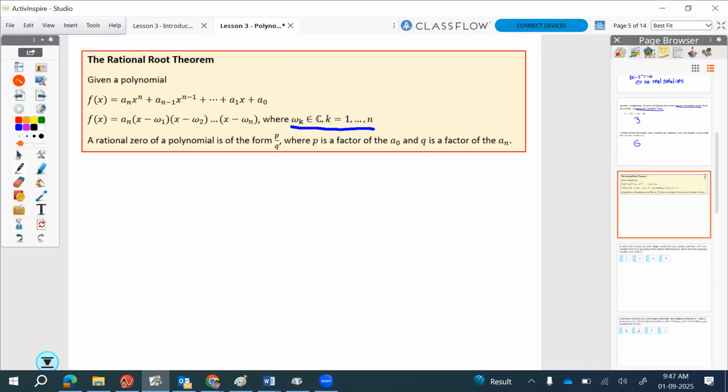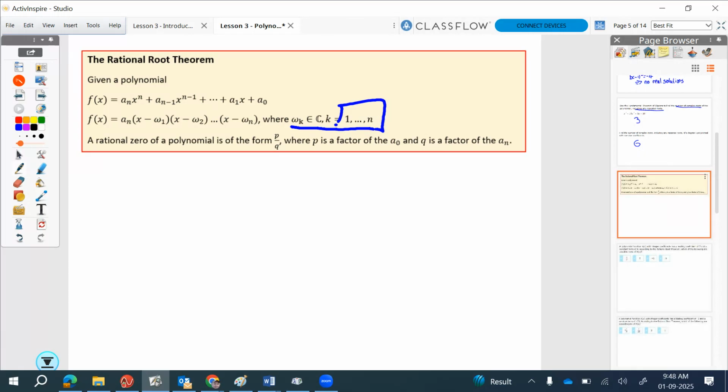We can see that here, because k iterates up from 1 to n, meaning there'll be n possible k's. So the subscript, omega k, where omega k is a complex number, and k is the integers from 1 to n, meaning there'll be n roots to an nth degree polynomial in factor form. That means we already know that.